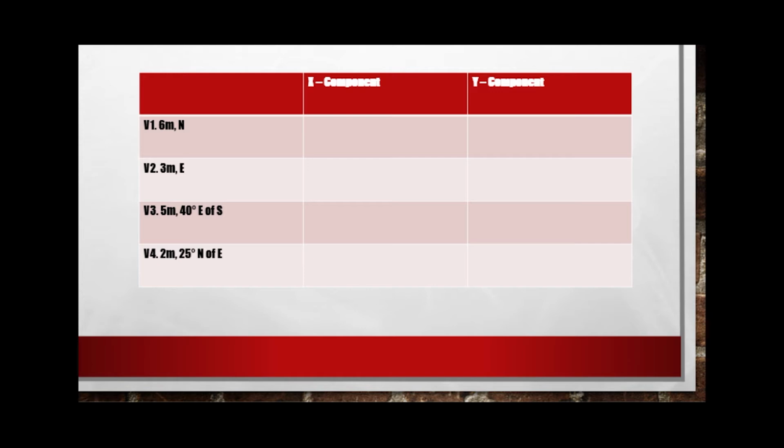Now, we need to organize our data into tables. Since vectors 3 and 4 have both x and y components, we need to solve for their x and y components. First, we look for the x and y components of the first and second vectors. Vector 1 has 0 meters of x component and 6 meters for y component. Vector 2 has 3 meters x component and 0 meters y component. The x and y components of vectors 3 and 4 are still missing.